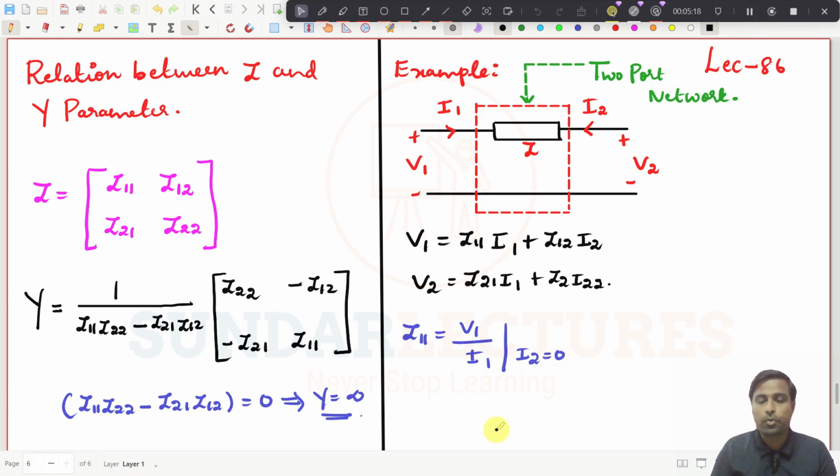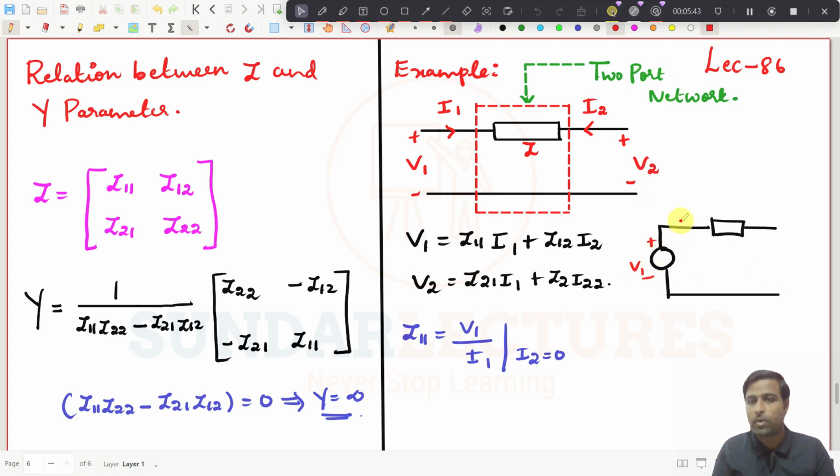Now, if you want to do this, then this port has to be open circuited, so that the I2 current becomes 0, right? And you have to apply a voltage here. So this will be the diagram we will have, right? This is plus minus V1, this is the current I1 and this is the current I2.